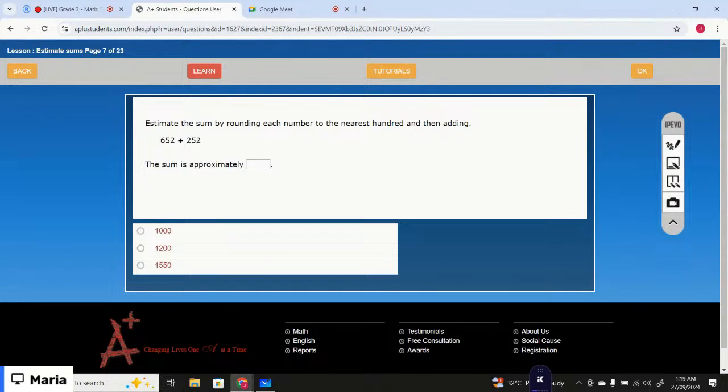Estimate the sum by rounding each number to the nearest 100 and then adding. 652 plus 252, which is the correct option?